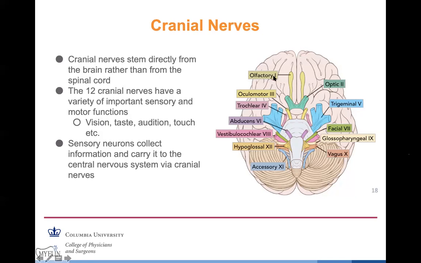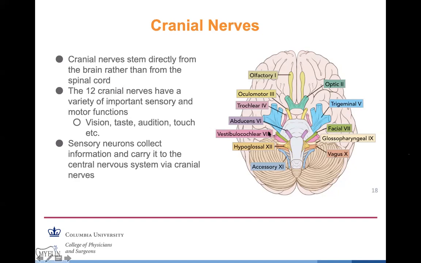The olfactory nerve, cranial nerve 1, is important for smell. The optic nerve is involved in vision. The oculomotor nerve is involved in eye movements. The trigeminal nerve is involved in facial sensation, as well as vibration, and also some motor movements of the jaw. The trochlear nerve is involved in eye movements. The abducens is also involved in eye movements. The facial nerve is involved in facial strength.